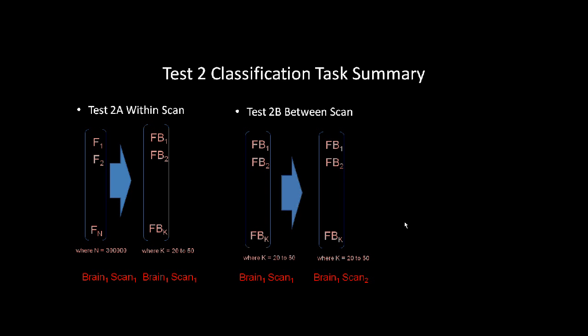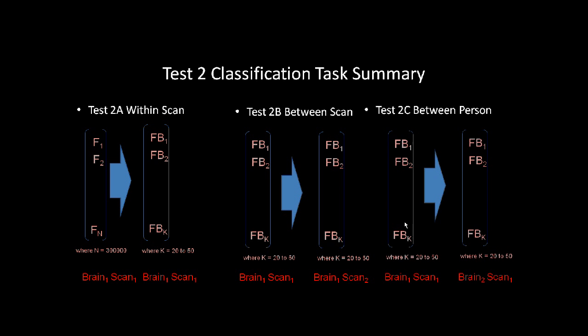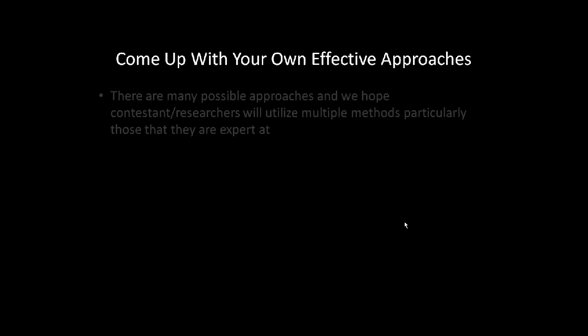In terms of task 2, the classification, this is just an illustration. In the between subject case, we first want to identify within scan what are the clusters that we're dealing with. Then we're going to do this making a mapping between scans, between brain 1 on scan 1 and scan 2, and brain 1 on scan 1 and brain 2 on scan 1. We encourage you to come up with your own effective approaches within that set.